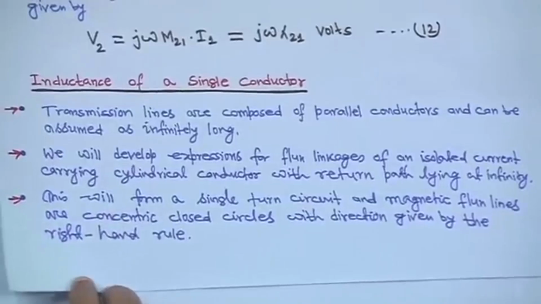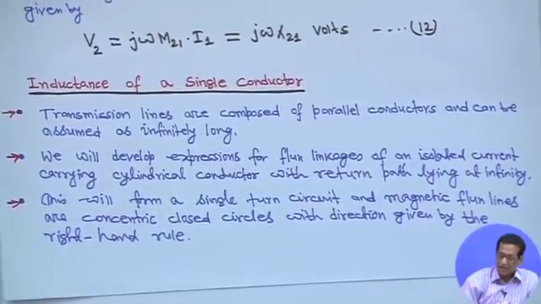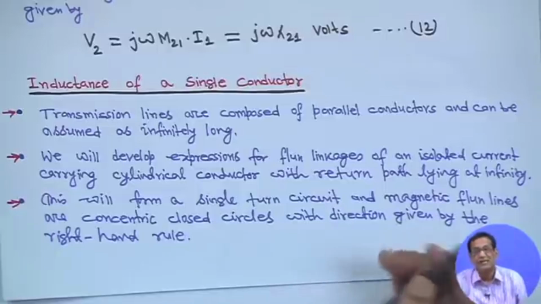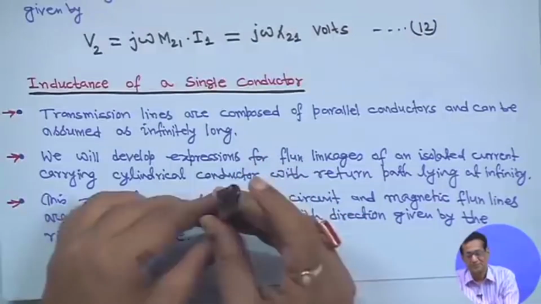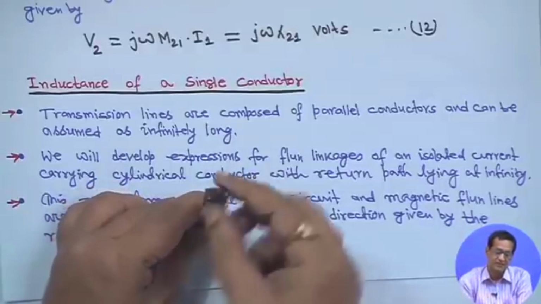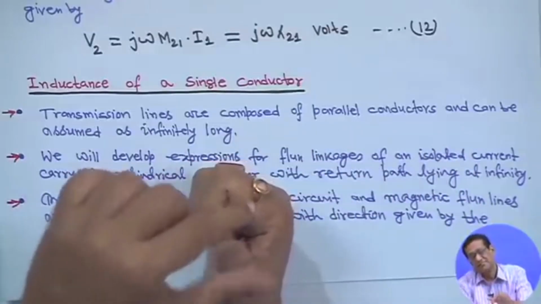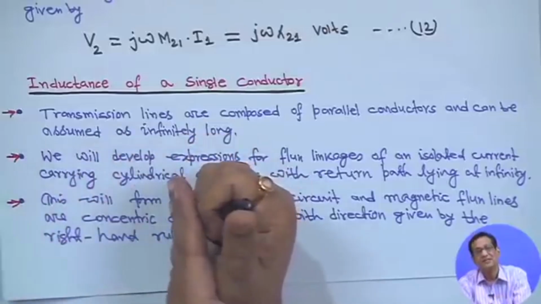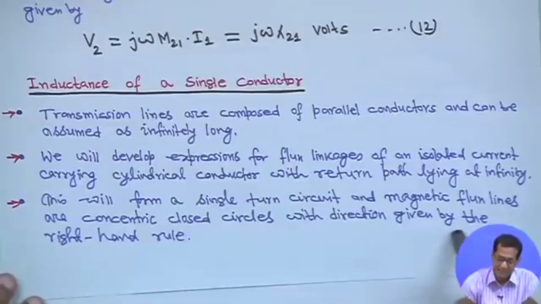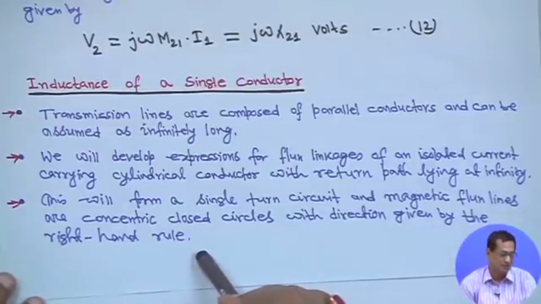And magnetic flux lines are concentric closed circles with direction given by the right hand rule. I told you at the beginning that if this is the vertical conductor, and you wrap your hand around the conductor like this, with this as the direction of the current, then this will be the flux lines, with direction given by the right hand rule.